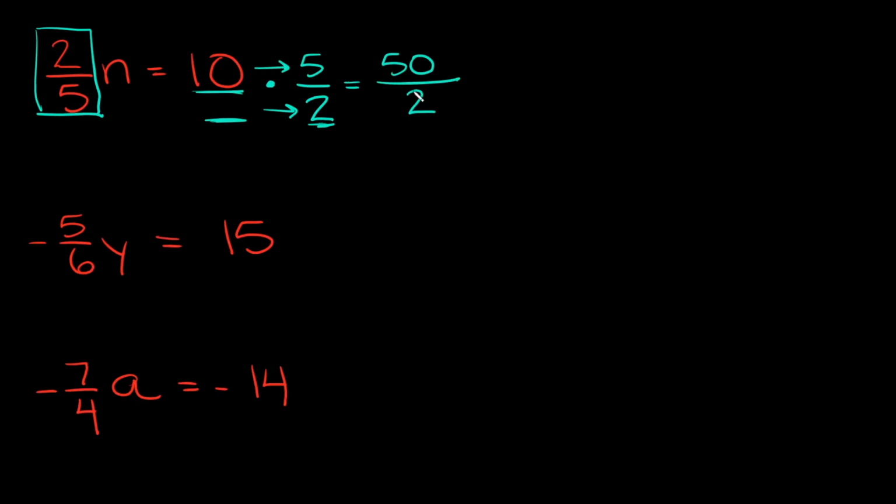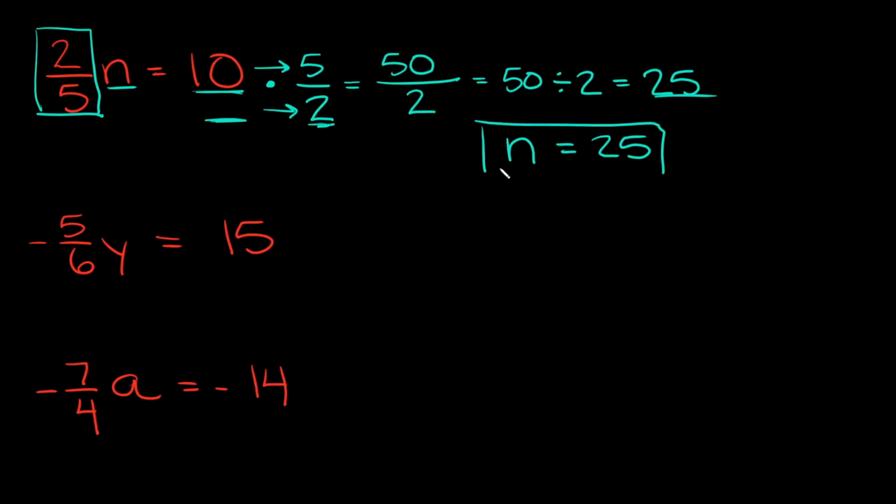But we can actually simplify this a little bit more, because 50 over 2 is the same thing as 50 divided by 2, right? And what's 50 divided by 2? That's 25. So the variable here, n, is equal to 25. Okay, that's your answer. So that's kind of a shortcut way of solving for these fraction coefficients. Okay, so let's try a couple more.